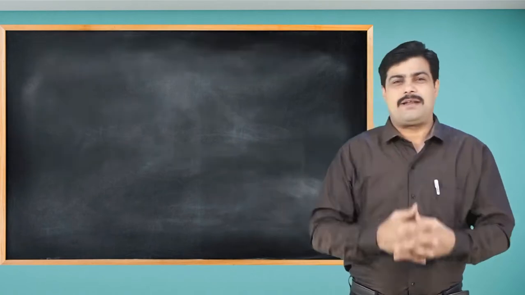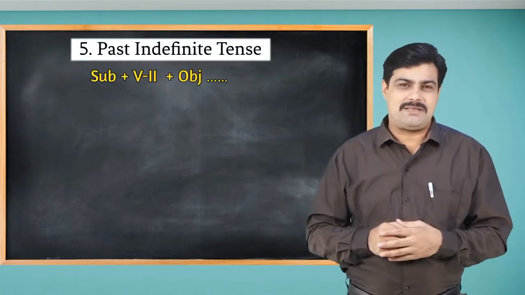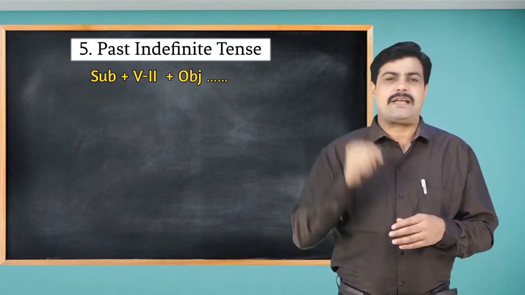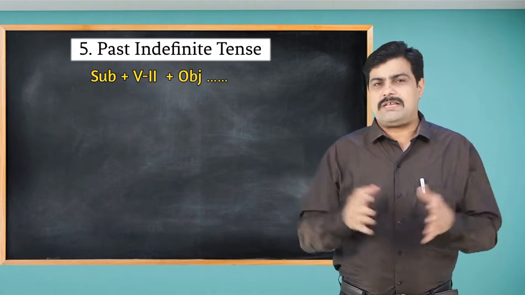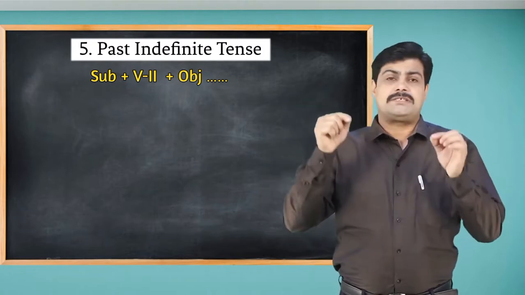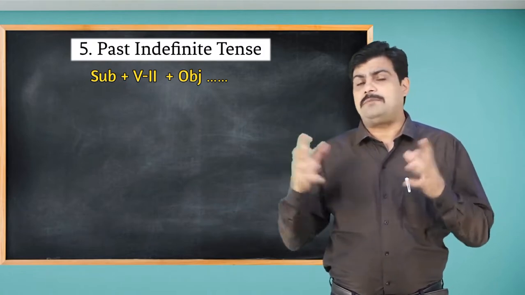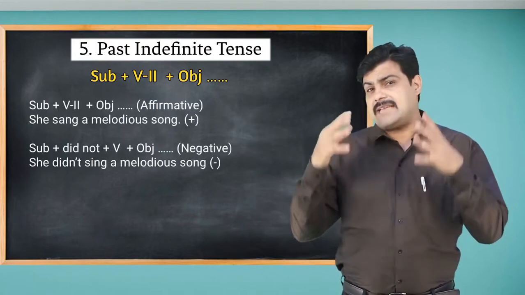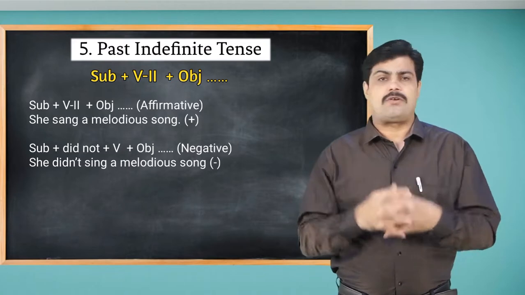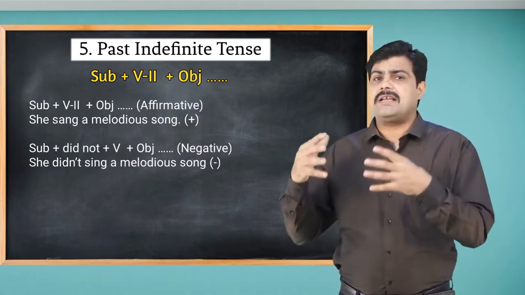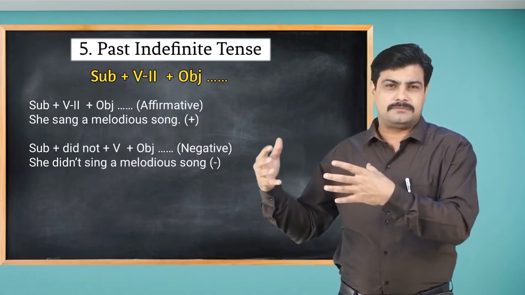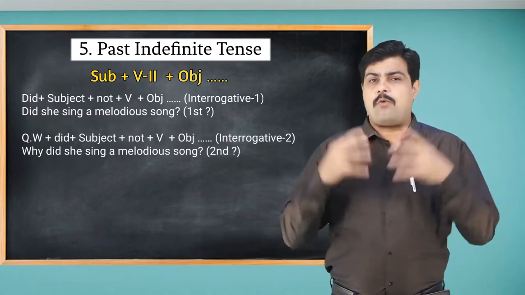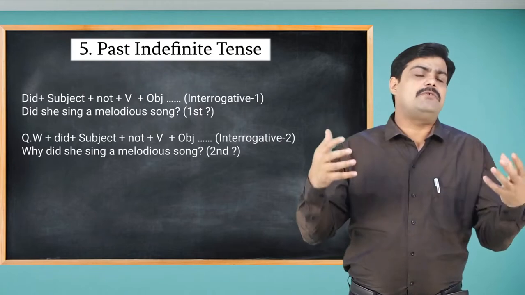Let's take the another one, that is past indefinite tense. Here you see the basic structure. Verb is formed into second form. For example, subject plus second form of the verb plus object. It is affirmative tense. Let us take. She sang a melodious song. She didn't sing a melodious song. Did she sing a melodious song? Why did she sing a melodious song?